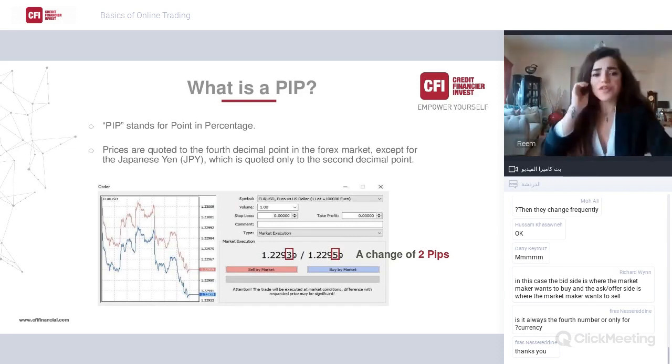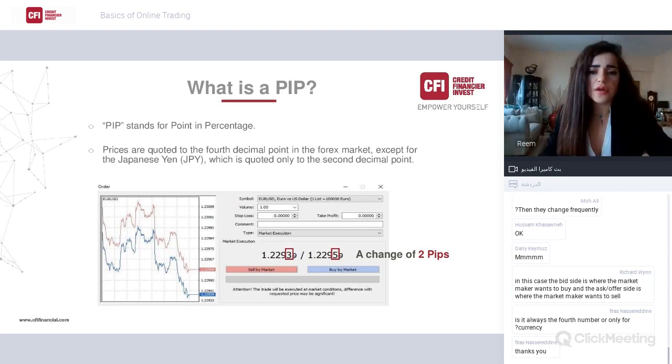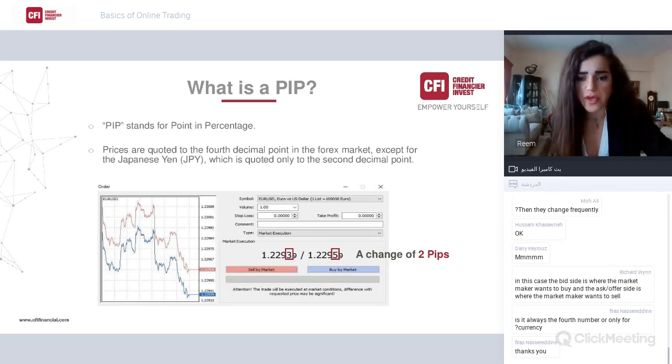Keep it in mind, the fourth number after the decimal is your pip value. However, in Japanese yen, it's the second after the decimal, okay, when it comes to currencies.